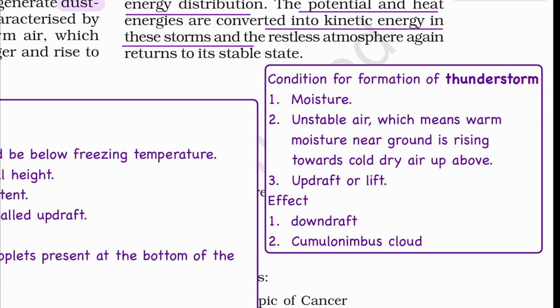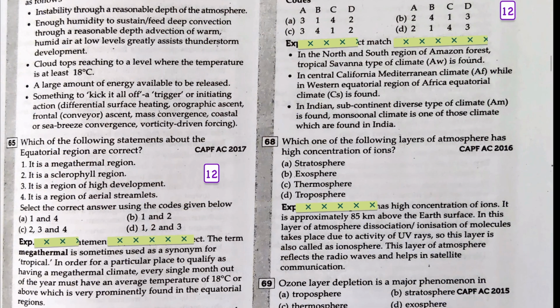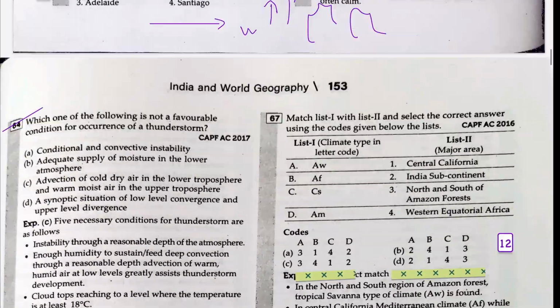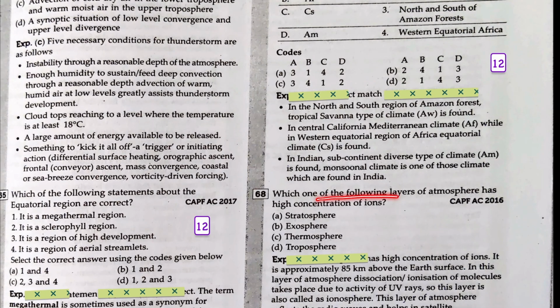Now, next question. 65. Which of the following statement about the equatorial region is correct? This is a 12th chapter question, so we'll skip it for now. Again, 12th chapter, not now. This question, 68. Which of the following layers of the atmosphere has the highest concentration of ions? Maximum number of ions. Do pause the video and solve it yourself, and then see the explanation.